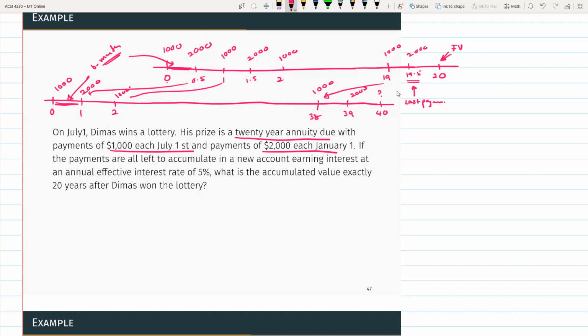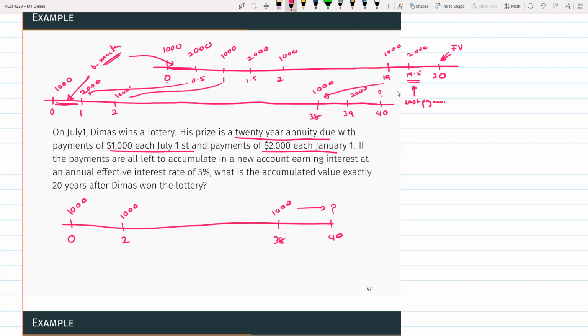Now what we can do is think of this as two cash streams. So let's think about the 1,000 cash stream. So you have 0, 2, 38, and 40. So it's 1,000, 1,000, 1,000.